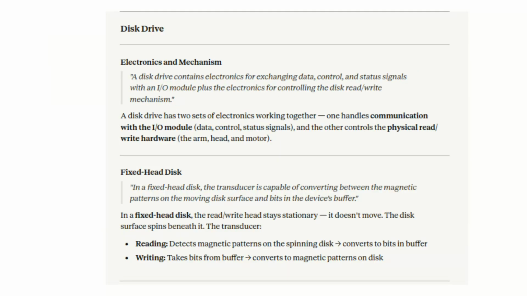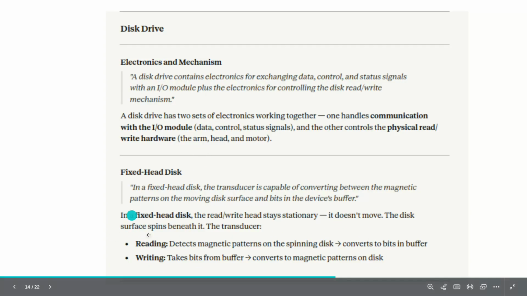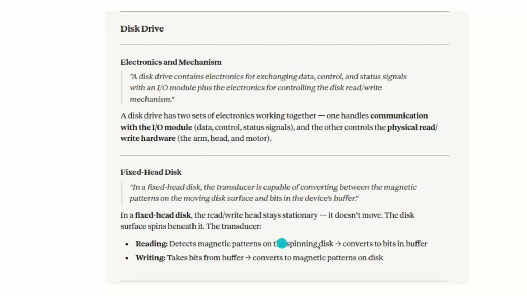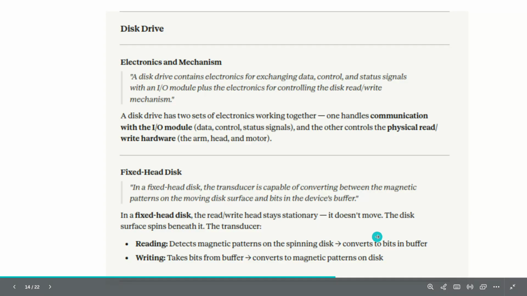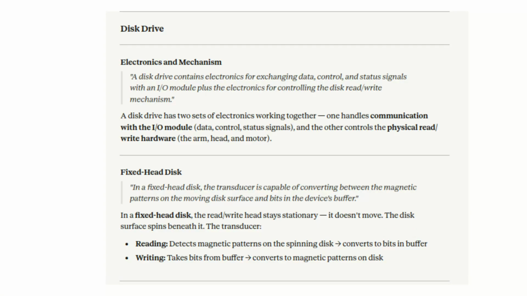Now fixed head disk means what? Fixed head disk means here the head is fixed and the spinning magnetic disk is moving. So the transducer, when reading, detects the magnetic patterns on the spinning disk and converts them into bits in the buffer. Writing means taking the bits from the buffer and converting them into magnetic patterns on the disk.